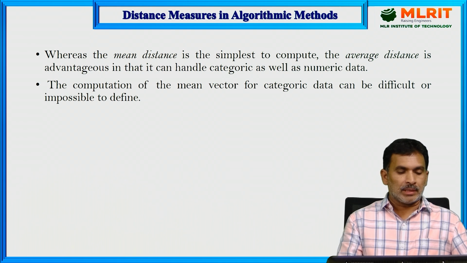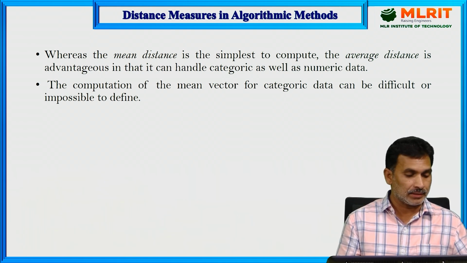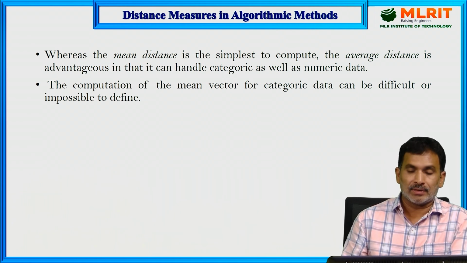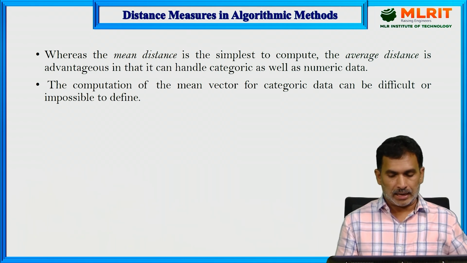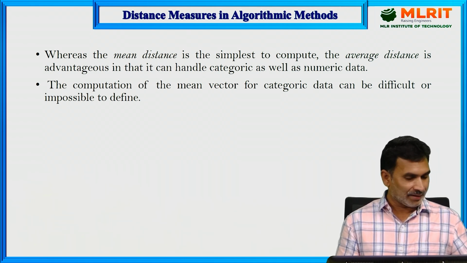Whereas the mean distance is the simplest to compute, the average distance is advantageous in that it can handle categoric as well as numeric data. The computation of a mean vector for categoric data can be difficult or impossible to define.